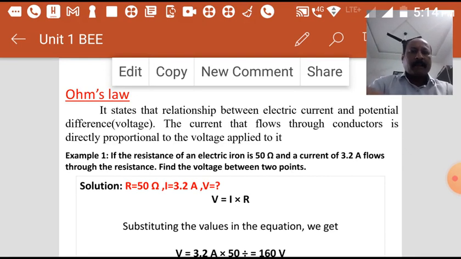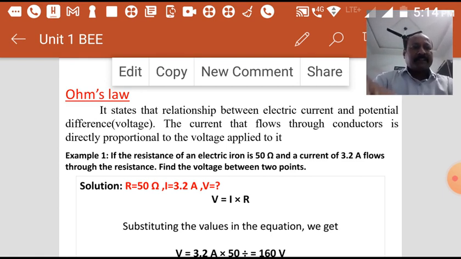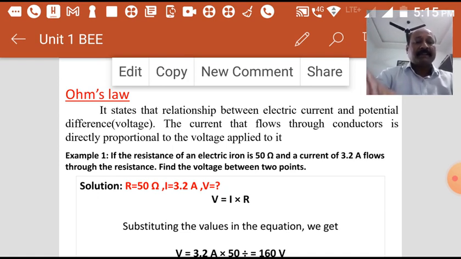Today, our next point of the syllabus is nothing but Ohm's law. So, what is Ohm's law? Ohm's law states the relation between electric current and potential difference, that is, the current that flows through the conductor is directly proportional to the voltage applied to it, but the physical condition remains same.